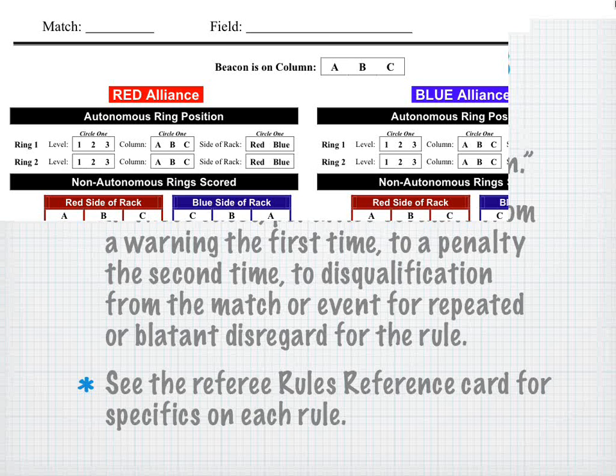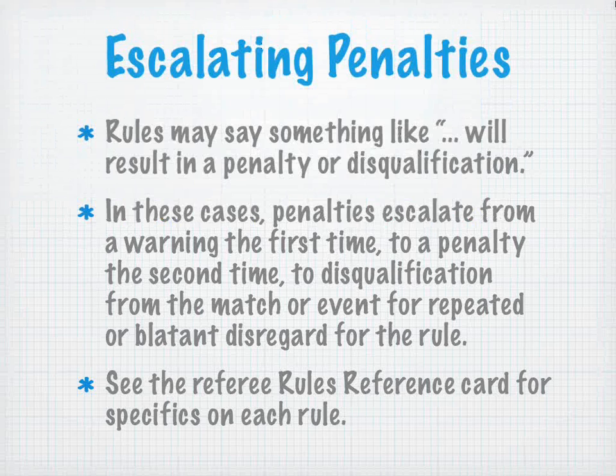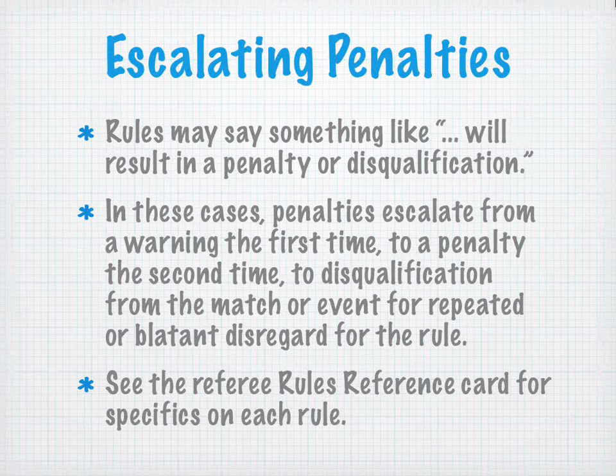So now there's this idea of escalating penalties, which are called out fairly well in the rules, but there are some places that are not incredibly clear. There are rules that say something like, doing this bad thing will result in a penalty or disqualification. In these cases, the penalties are escalating, perhaps from a warning the first time to a penalty the second time, and then to disqualification from the match or even the event for repeated or blatant disregard for the rule.